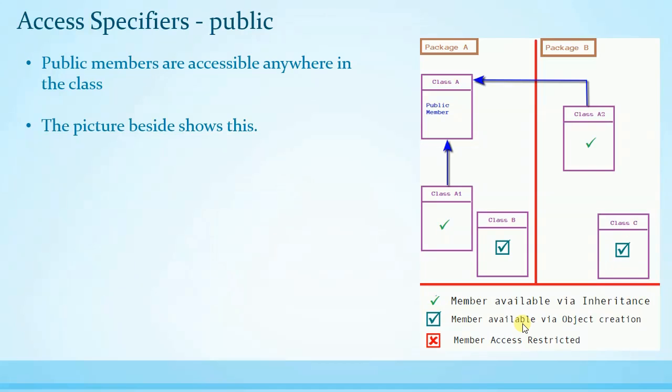In the legend below, you can see that the tick mark means the member is available via inheritance. That means in class A1, we need not create an instance of class A. We can directly access that public member as it is automatically derived into A2. But in class B and class C, we can create an instance of A, then access the public member through the dot operator. But the point here is that the public member is accessible anywhere. A1, B, A2, C all access this public member.